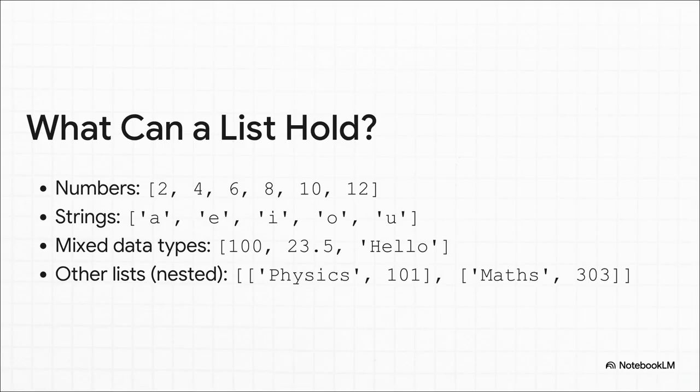You can mix and match. An integer, a decimal number, a piece of text, they can all hang out together in the same list, no problem. And you can even put entire lists inside other lists. We call that a nested list, and it's perfect for when you've got really complex stuff to organize.